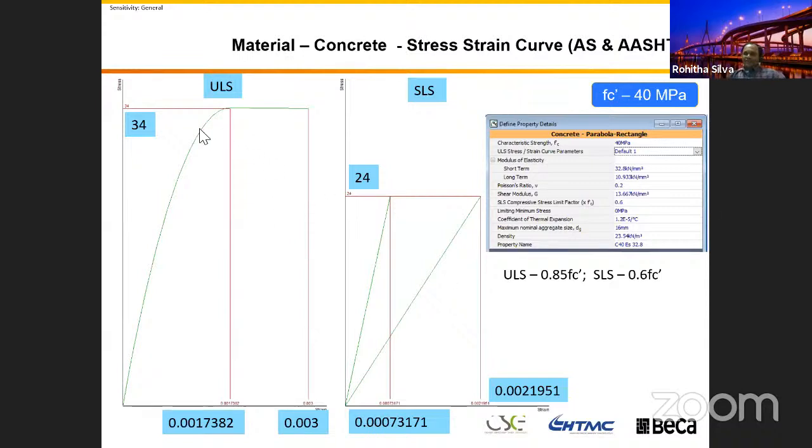I just want to highlight what is important is this strain. So we say in our concrete element, we won't exceed our strain limit more than 0.3% or 0.35%. And we have two different curves for the ultimate limit state and serviceability limit state.